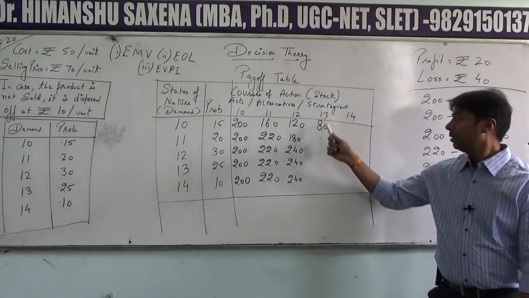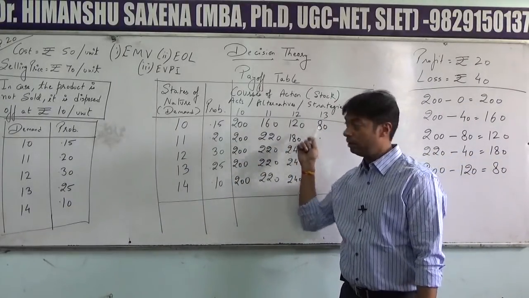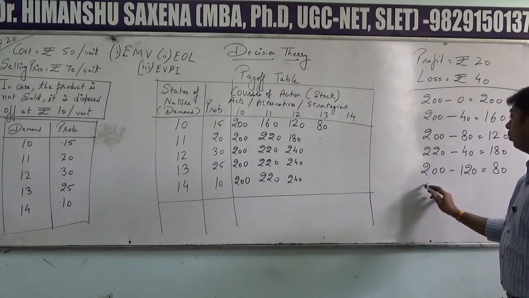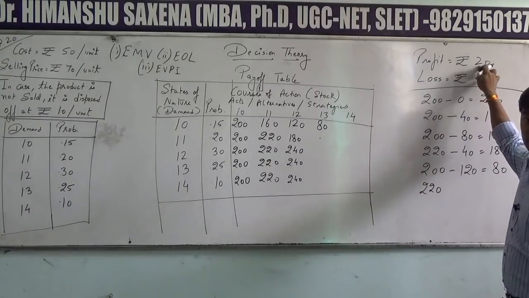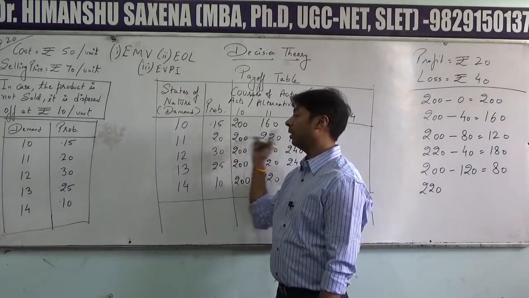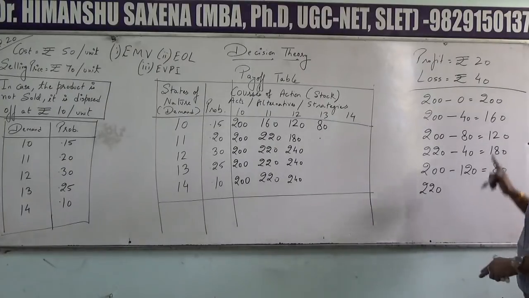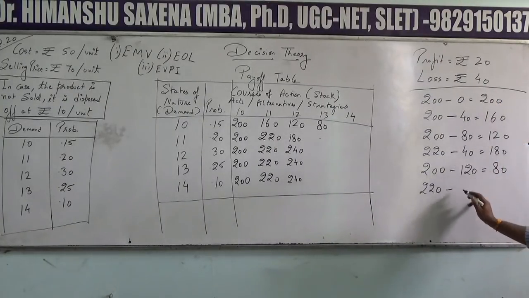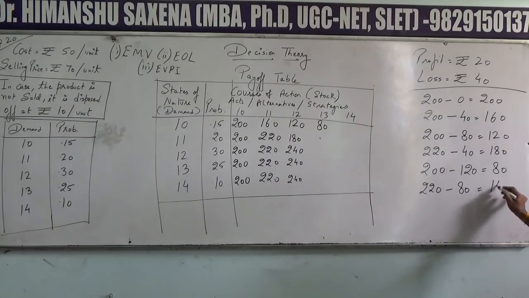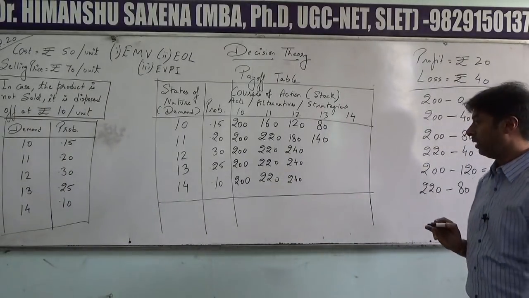Next place, 13 is the stock and 11 is the demand. Now you have 13 units and the demand is equal to 11. So 11 units will be sold. 11 units at the rate of 20 will give you a profit of 220. Now from the 13 units, if 11 are gone, you are left with 2 units only. Those 2 units will give you a consolidated loss of 80. Ultimately 220 minus 80, the payoff over here will be equal to 140.